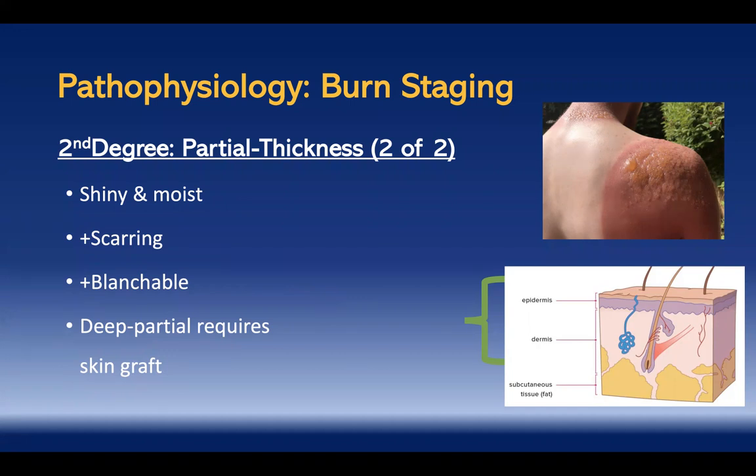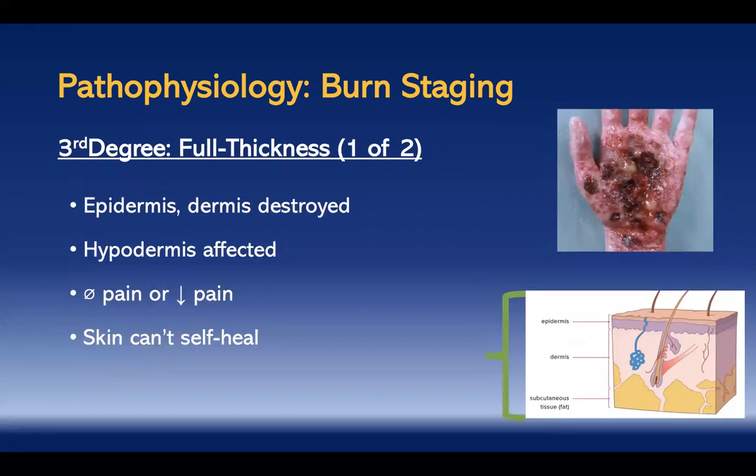And because the cells that regenerate new skin cells are found in the deep part of the dermis, 2nd degree deep partial burns will require a skin graft because the cells that could regenerate skin have been burned away. Now, full thickness or third degree burns affect all the way down into the hypodermis.